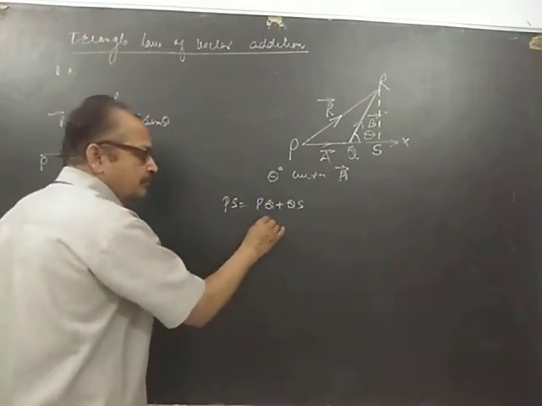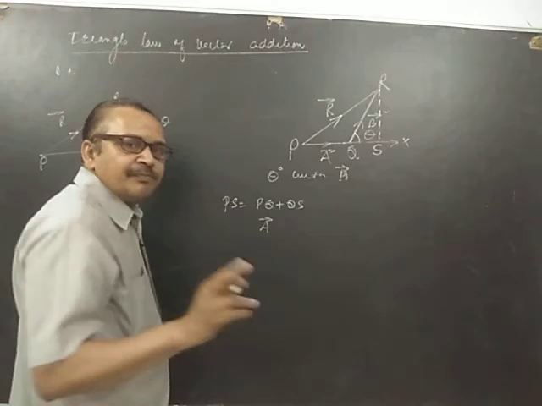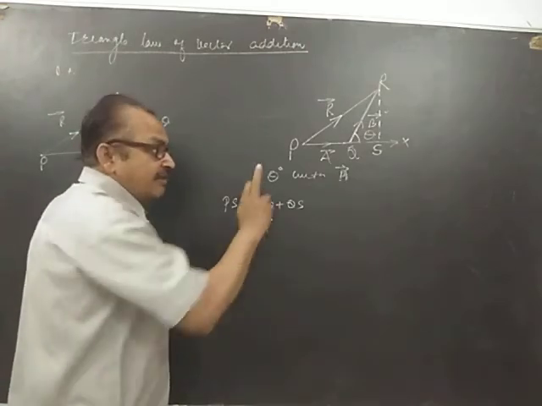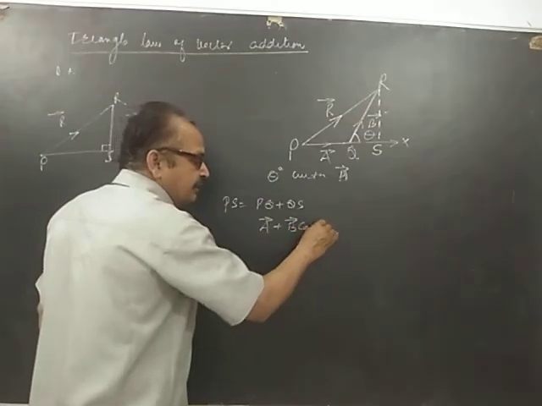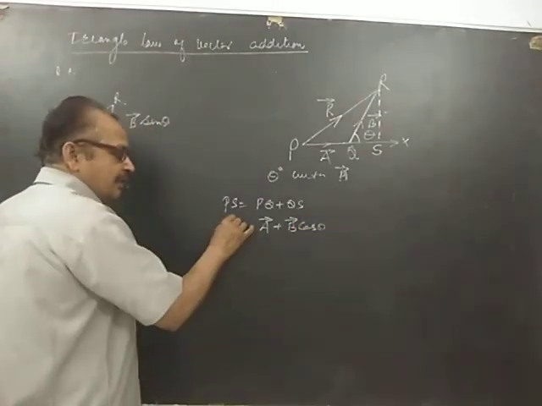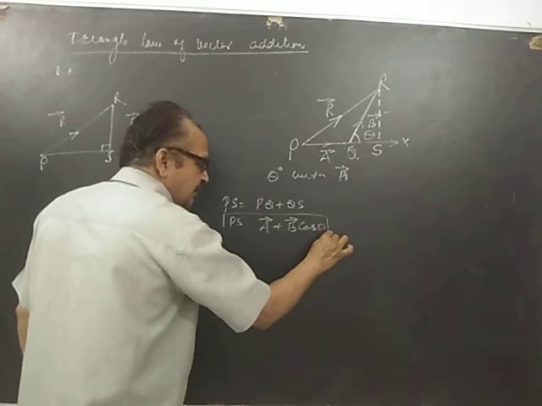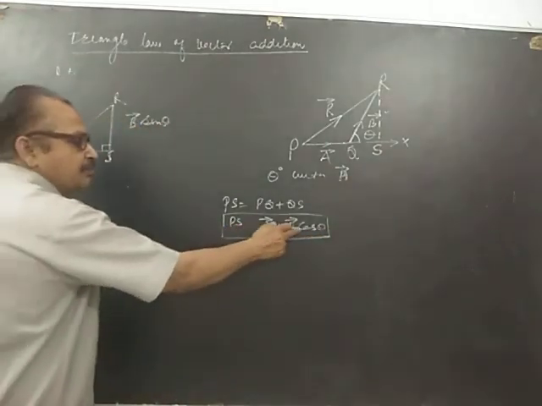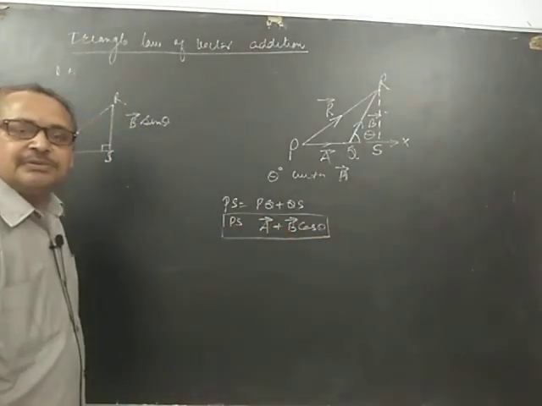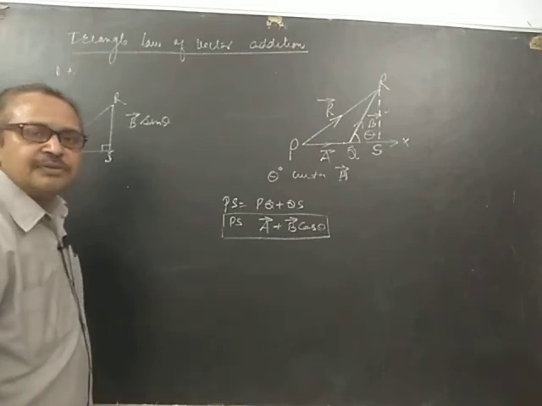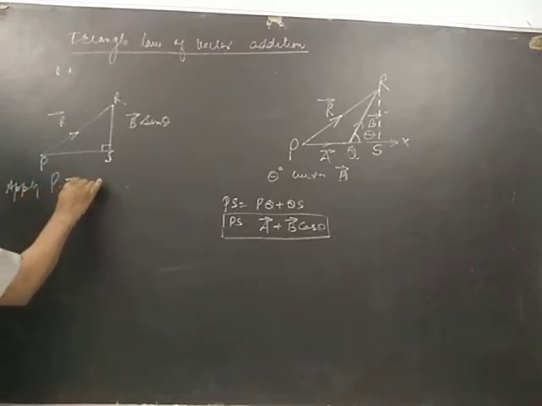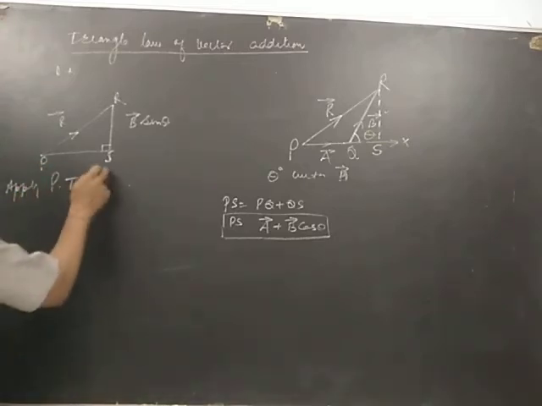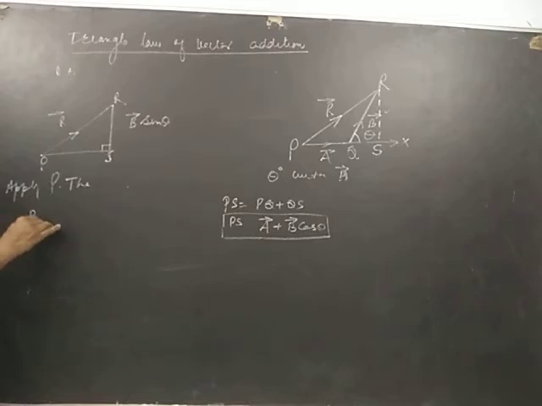Now what is PQ? That is vector A. And what is QS? Just now you have calculated, it is vector B cos theta. So what is my PS? So my PS is A plus B cos of theta. Now what I can do, I can apply Pythagoras theorem in this triangle.